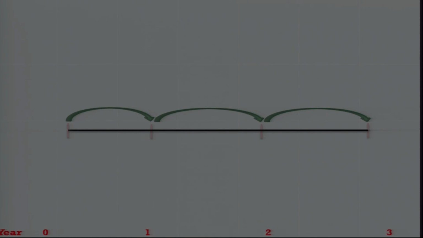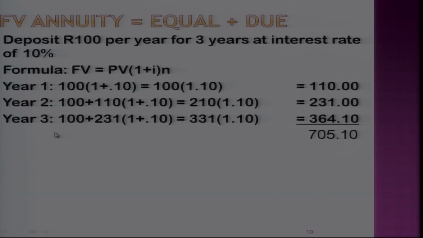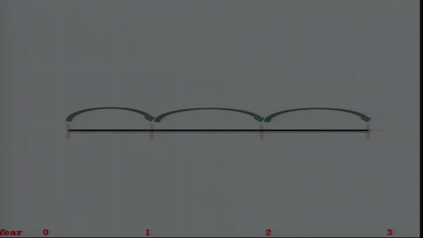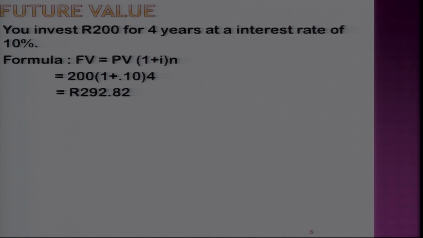Time value of money, this is just a diagram to show you that everything moves over time, right? So year zero is always today. And then you get year 1, year 2, and year 3.